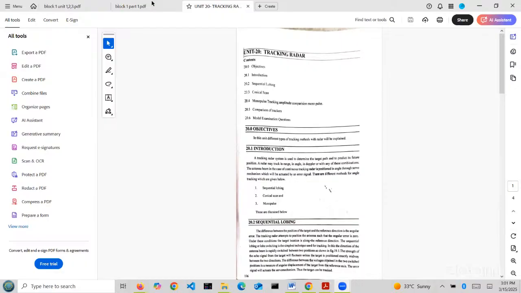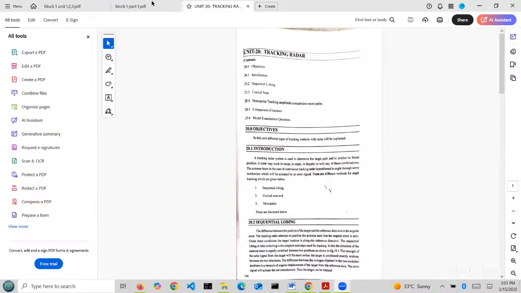Next, we discussed the radar range equation. In this radar range equation, we are calculating power density from the transmitter side and receiver side, and from there we are calculating the radar range equation, which we already discussed. Next, we saw the schematic diagram of the pulse radar. In the schematic diagram of pulse radar, we have two sides.